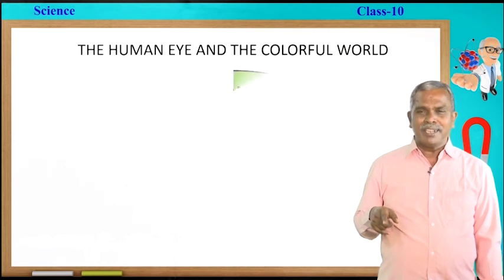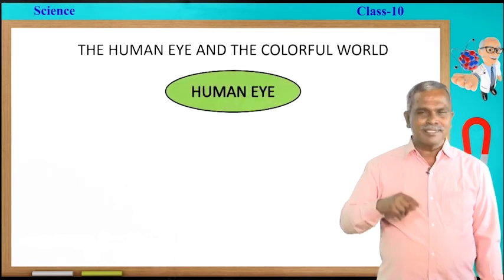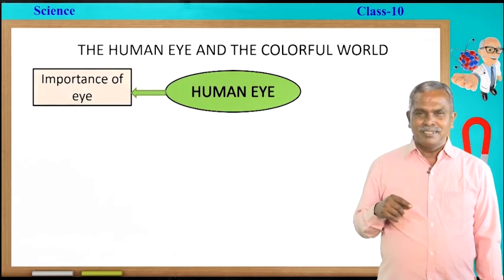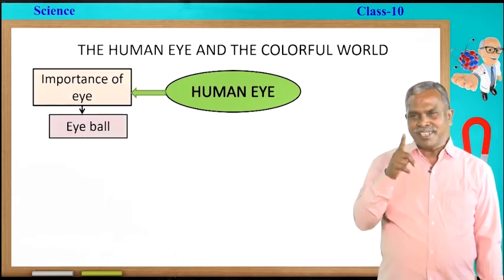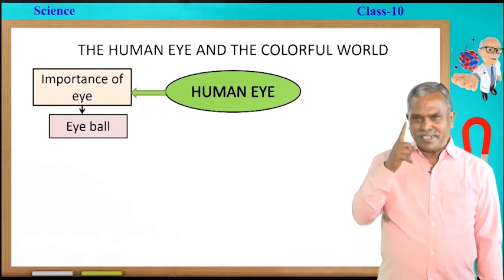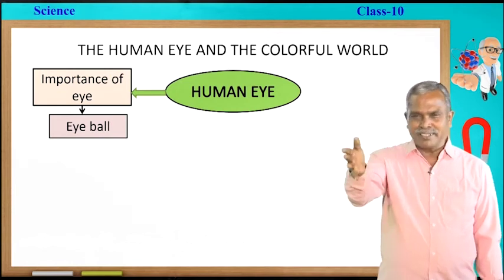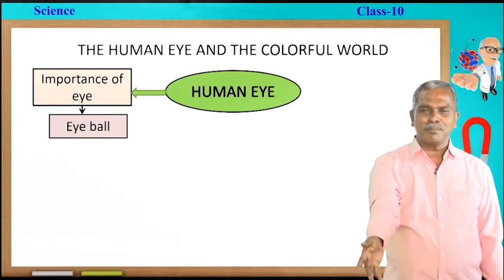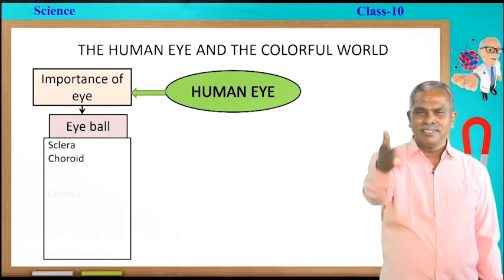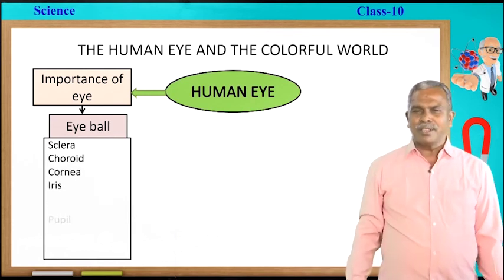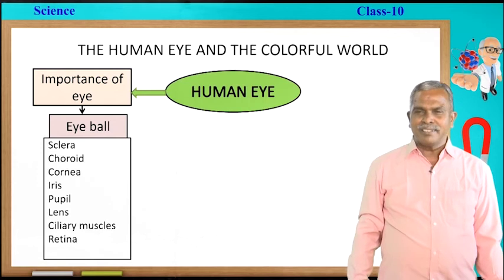The human eye and the colorful world. First, let us take the human eye. Yes, importance of the eye. Next, eyeball. As soon as I say the eyeball, already you started saying, sir, I know, sir, what are the things which are present in the eyeball? Oh, okay, these are the things present in the eyeball: sclera, choroid, cornea, iris, pupil, lens, ciliary muscles, retina.